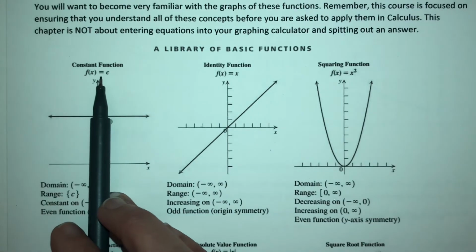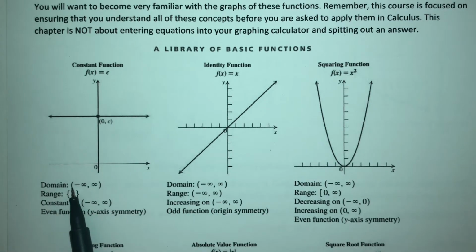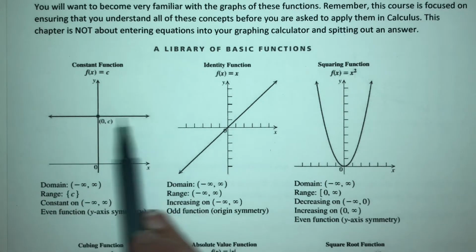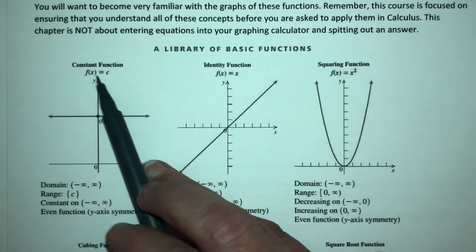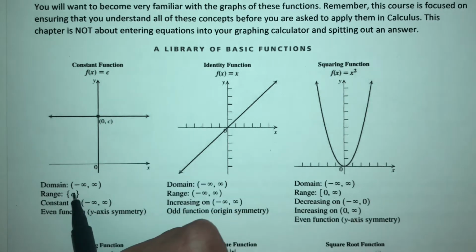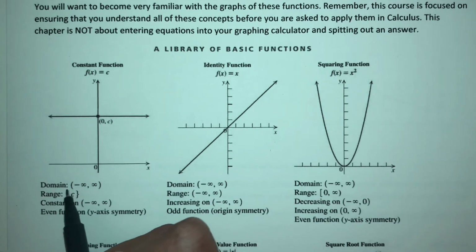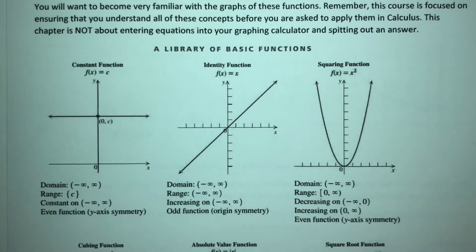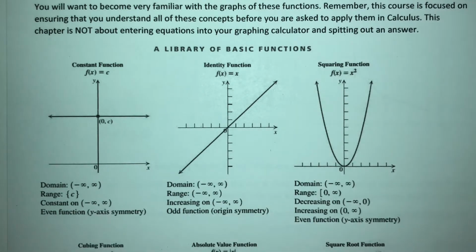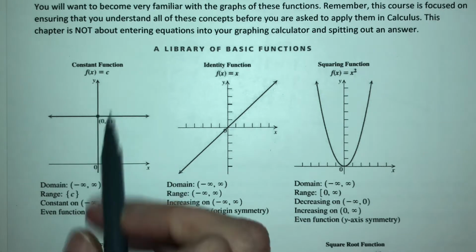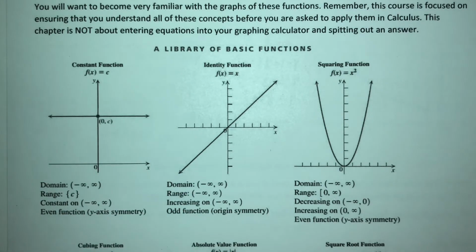have the constant function. Your domain goes from negative infinity to positive infinity. Your range, you only get a single y value out of this, and it is going to be whatever this number is. Since you only have a single value, that's why it's in braces. It's not interval notation, it's just one single number. It is the constant function, so you would hope that it's constant. And it is an even function because if you folded it along the y-axis, you do have y-axis symmetry.